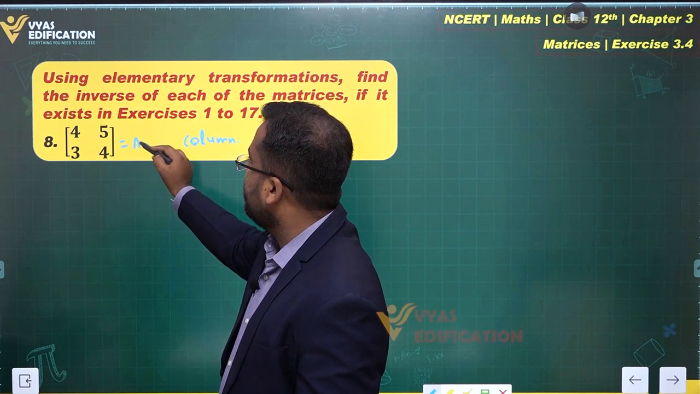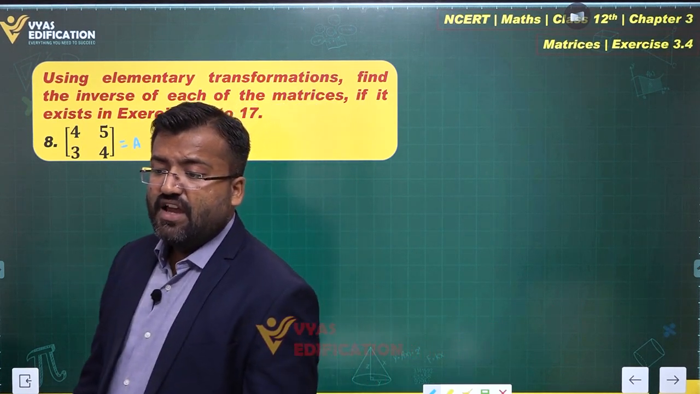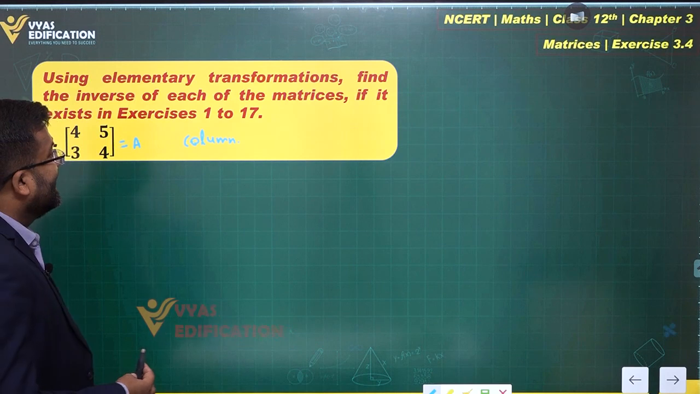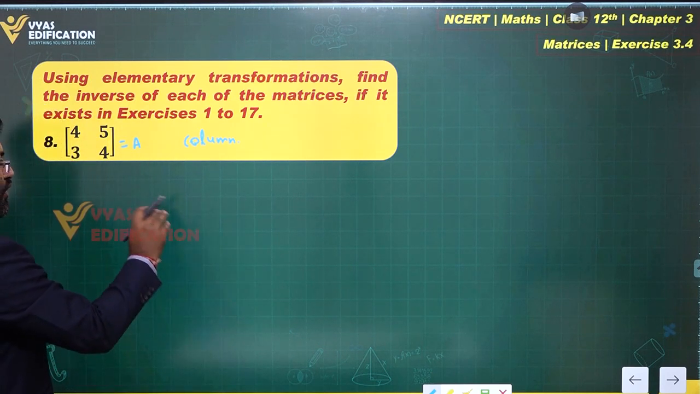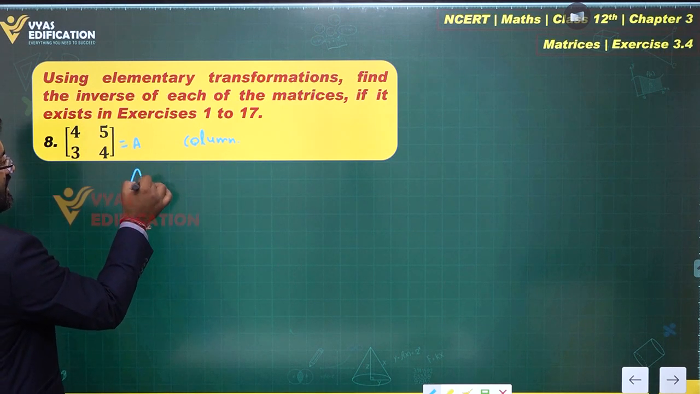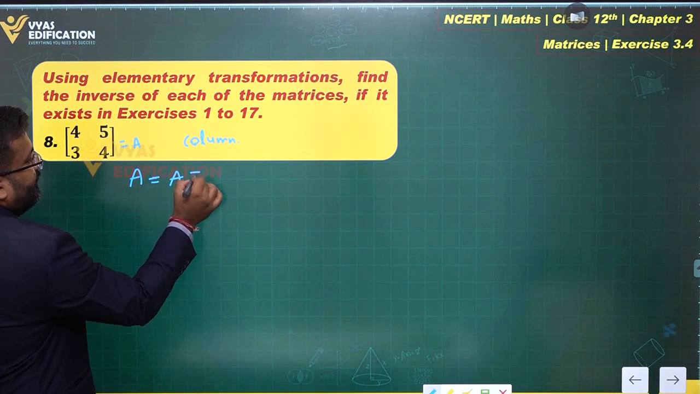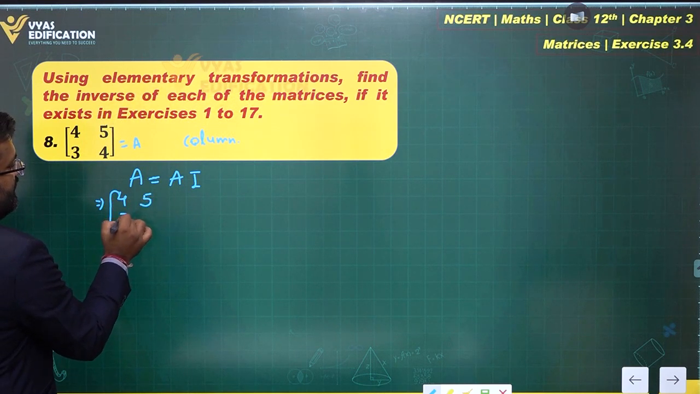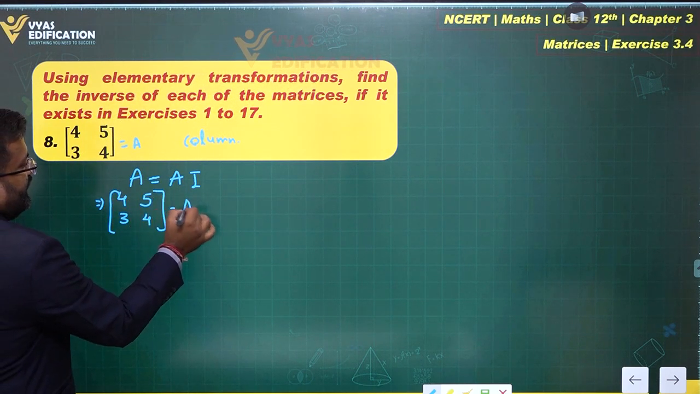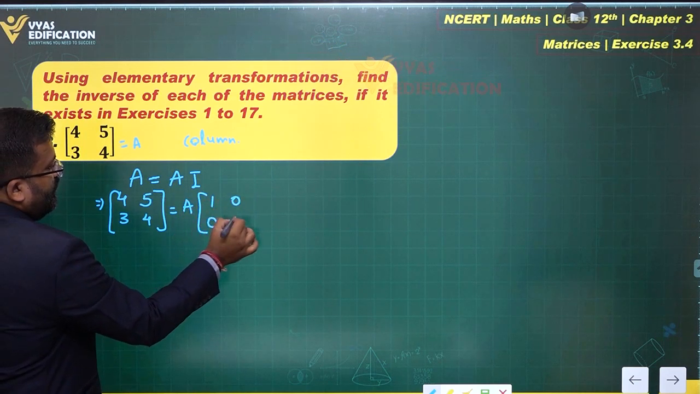Let us call this matrix A. And in case you're wondering, column transformation would imply that I has to be written as a post multiplier. Since this is a row by column multiplication, I has to be written as a post multiplier, which implies this is [4, 5; 3, 4], which is equal to A times [1, 0; 0, 1].